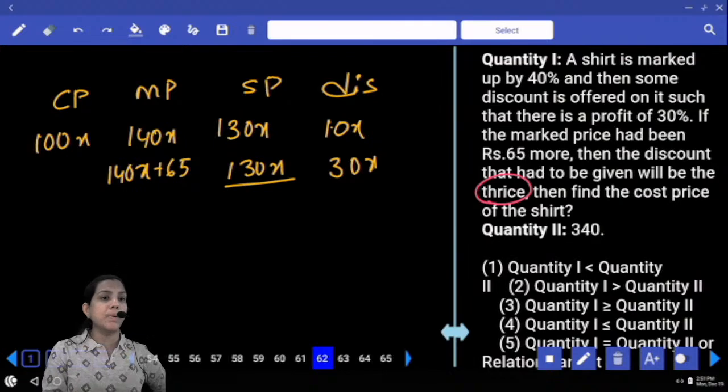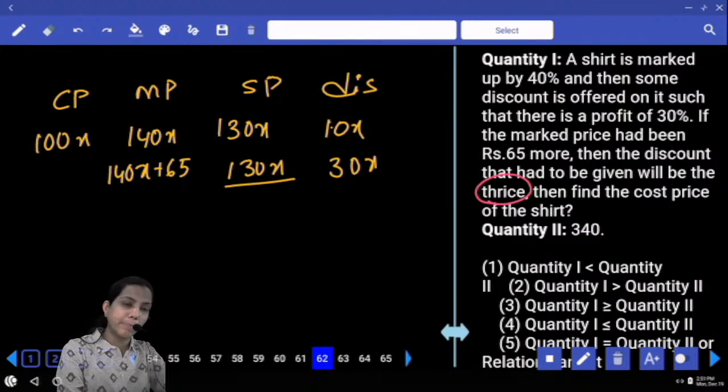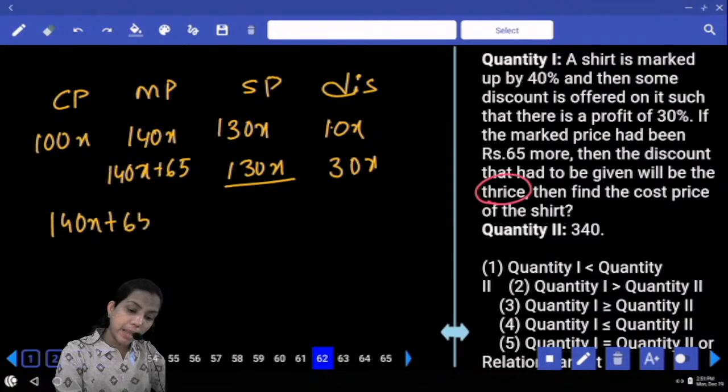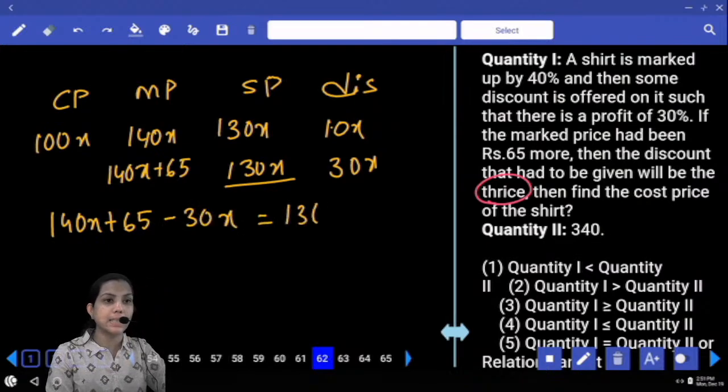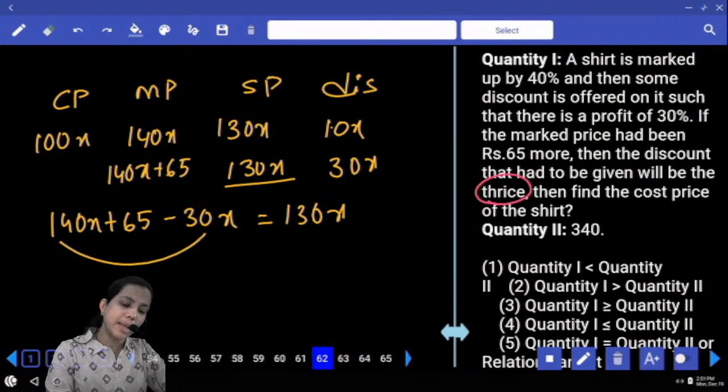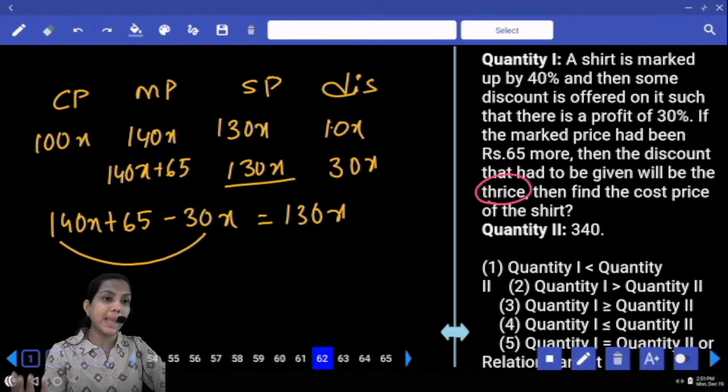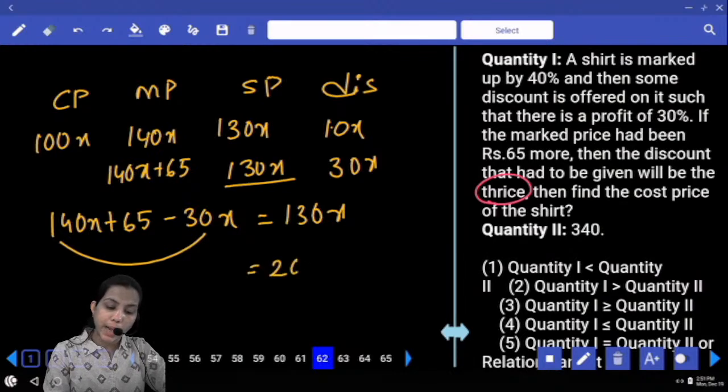What is the selling price formula? Market price minus discount. What is the market price value? 140x plus 65 minus 30x is equal to 130x. 140x minus 30x is 110x on the left-hand side; on the right-hand side, minus 110. So finally 20x is equal to how much? 65. Then 100x is equal to how much?